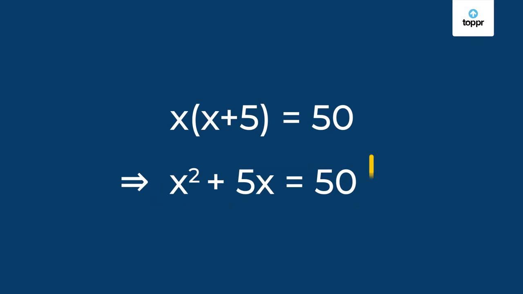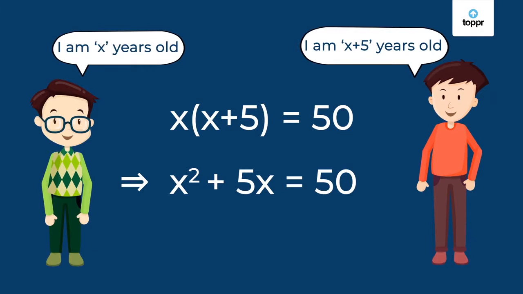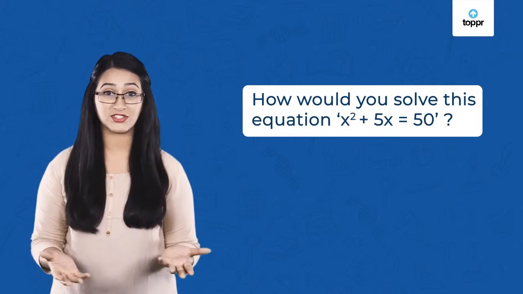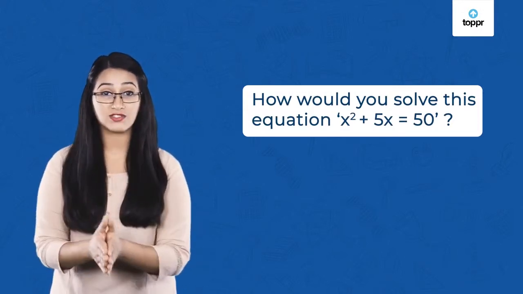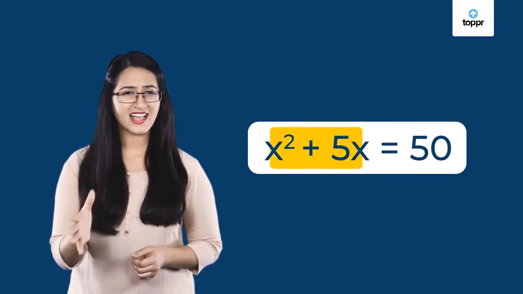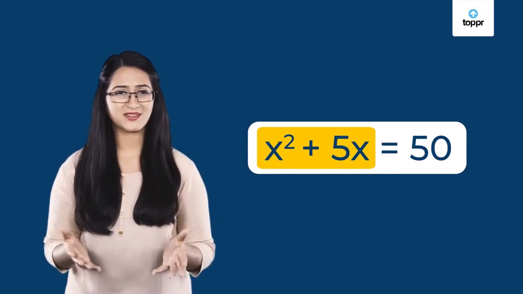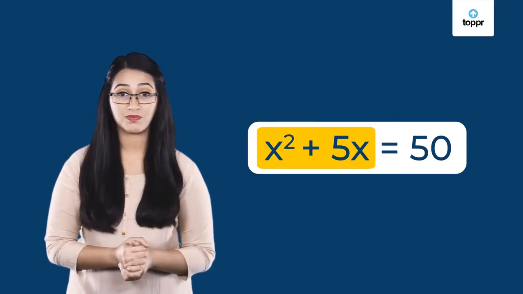So just by solving this equation, we can find the value of X and we would know the ages of Jay and Viru. But here's the question. How would you solve this equation? It looks difficult, right? We'll learn how to solve such equations later. But for now, take a look at this equation. Does the left-hand side look familiar? You might have studied similar expressions before.